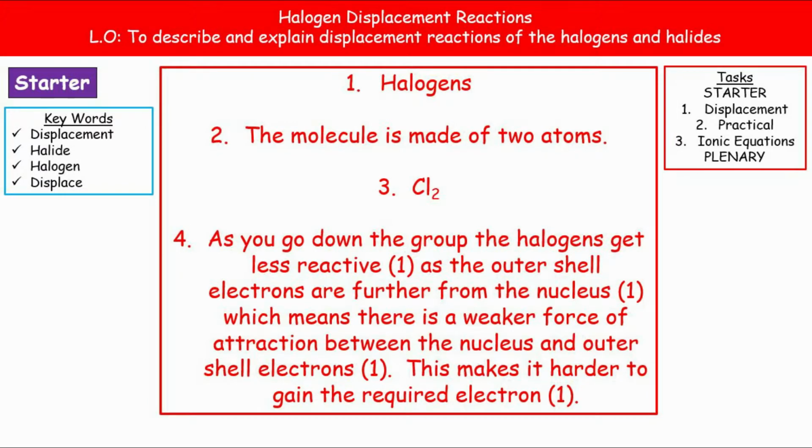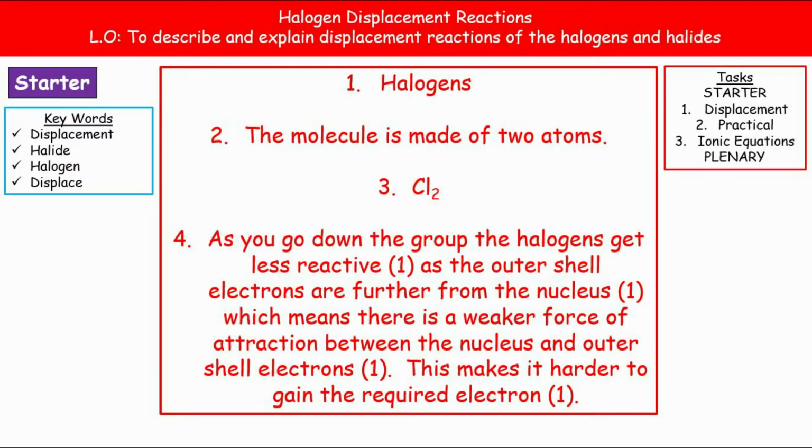Okay, let's check those answers then. So the first one, group 7 are also known as the halogens. Give yourself a tick if you got that right. Diatomic means that the molecule is made of 2 atoms. Tick for that one. The formula for a chlorine molecule is Cl with a little 2 to the bottom right, obviously a capital C and a lowercase l.